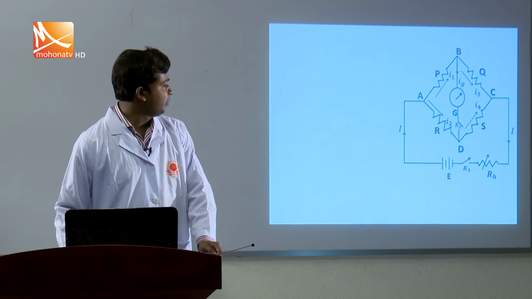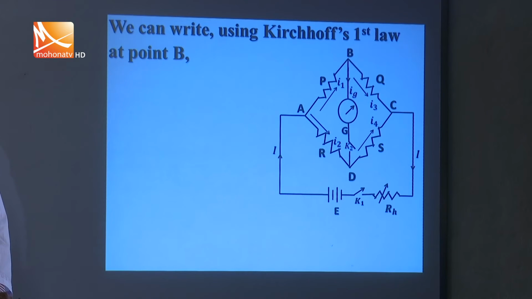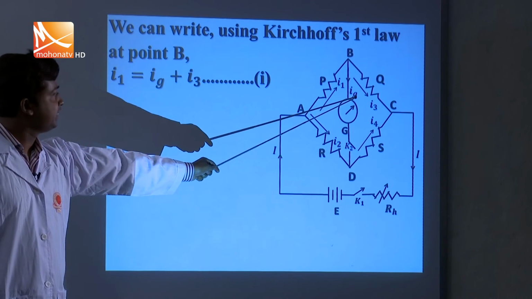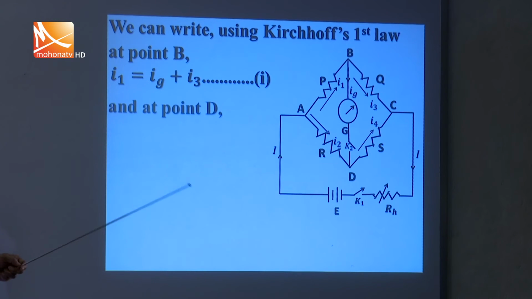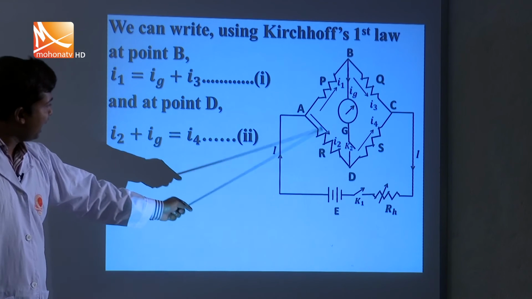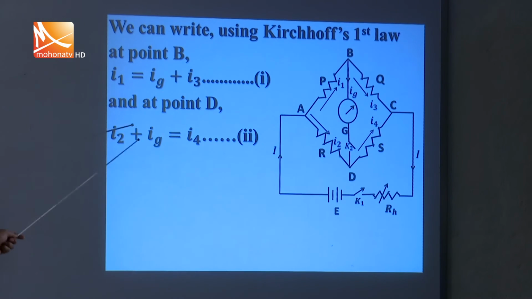This is the same circuit again, and now you consider the first law at point B. In this case, the incoming current is I1, and the outgoing currents are Ig and I3. Then you can write I1 equals Ig plus I3. At point D, you can write the first law in a similar way: I2 and Ig are incoming, only I4 is outgoing, that is, I2 plus Ig equals I4. This is the outgoing current.